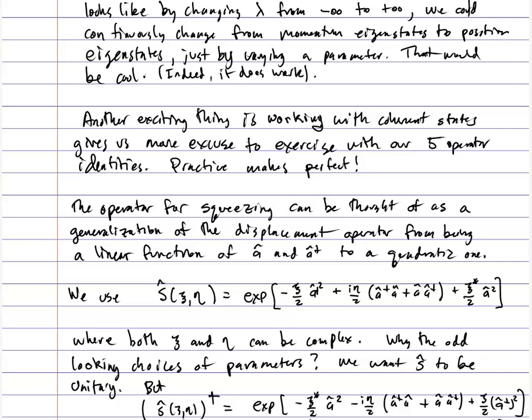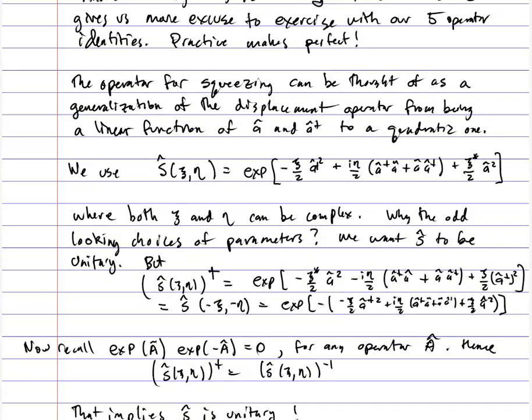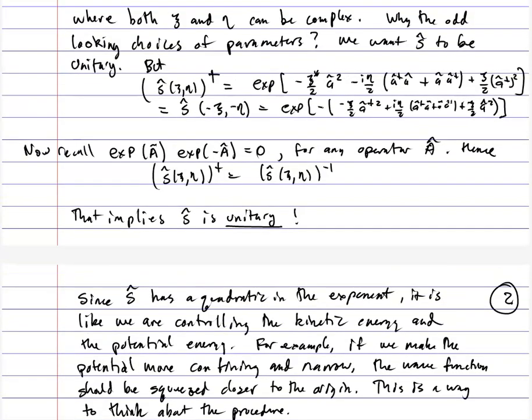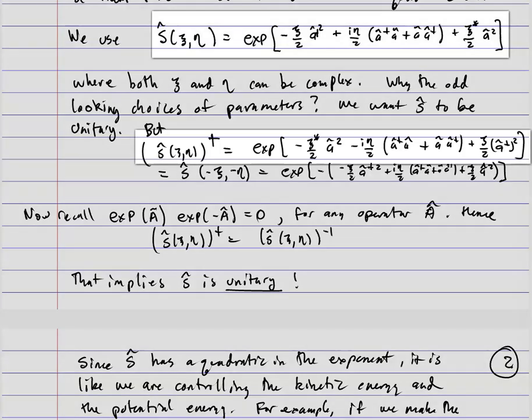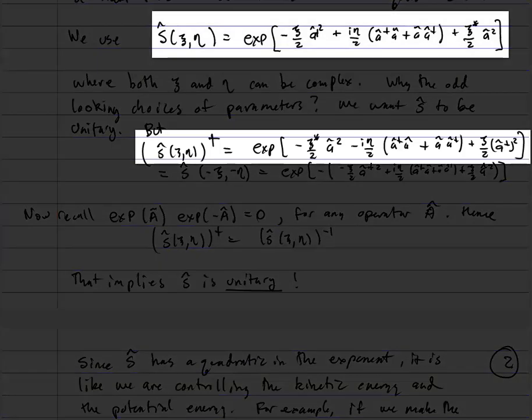And you might ask, why are we taking such an incredibly odd-looking operator? And the answer is that we want this squeezing operator to be unitary. So let's take a look at the Hermitian conjugate of the squeezing operator. When I take the Hermitian conjugate of an exponential, it's still an exponential, but it is an exponential of the Hermitian conjugate of the argument. Now, when I take the Hermitian conjugate of minus C over 2 A dagger squared, that becomes minus C star over 2 A squared, plus i eta over 2 becomes minus i eta over 2.